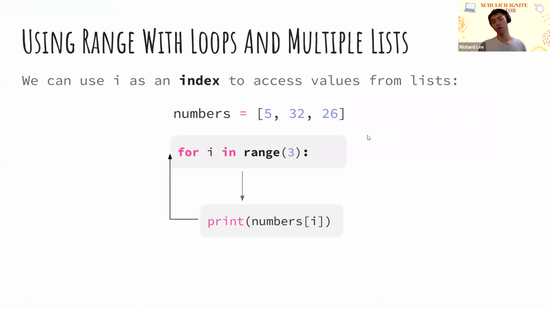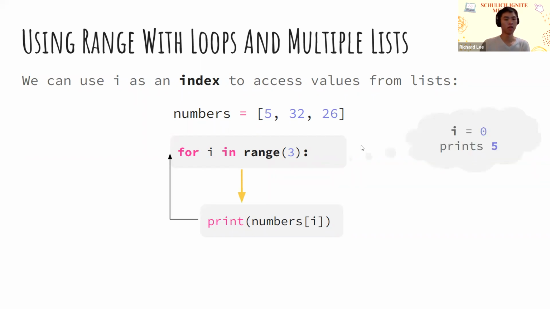Let's go and print out not just 0, 1, 2, 3, 4, 5. Let's print out some specific numbers. So let's say I have the numbers 5, 32, and 26 inside a list of numbers. Let's try out the range function with this. For i in range of 3.